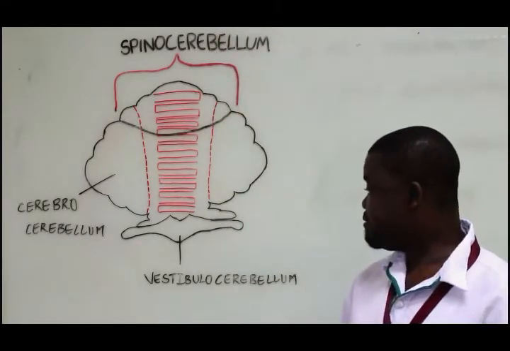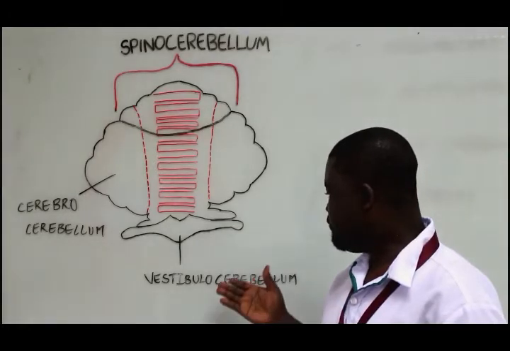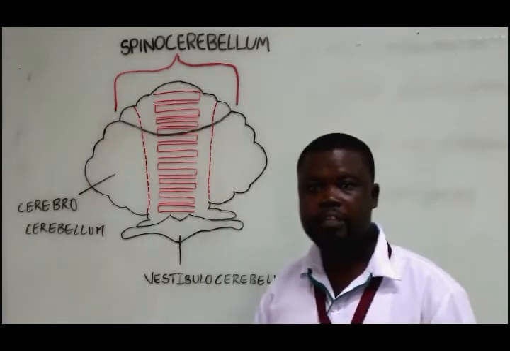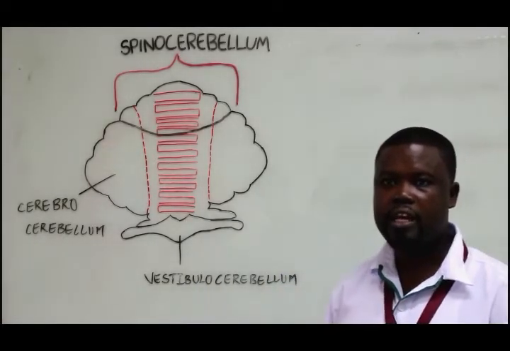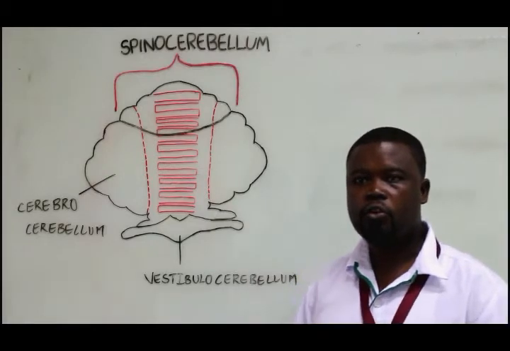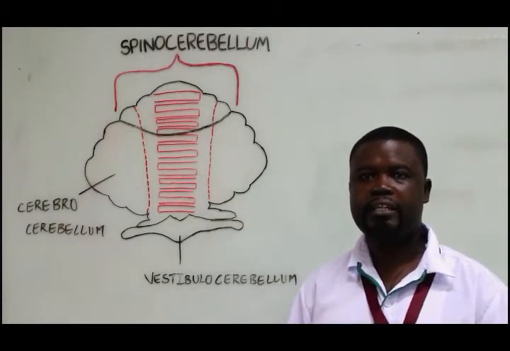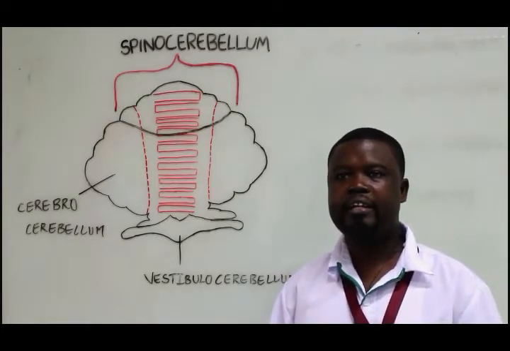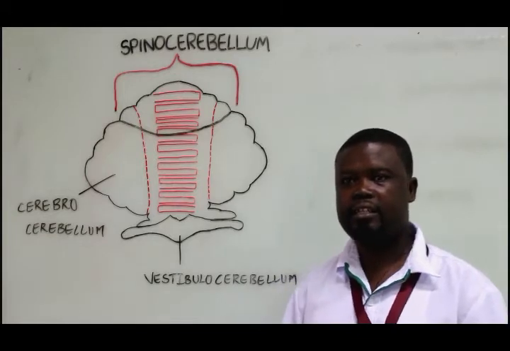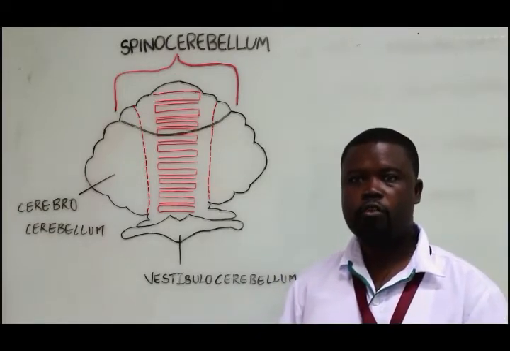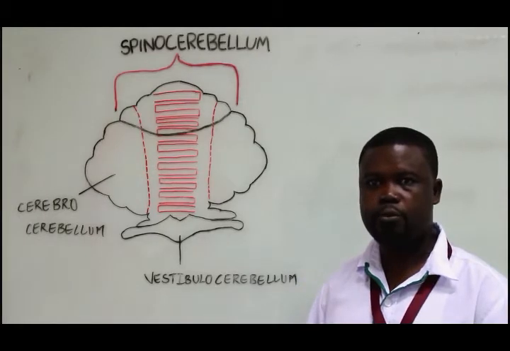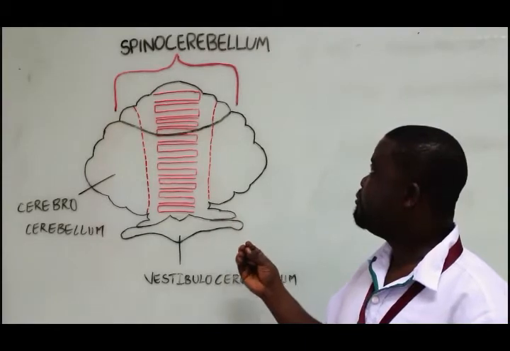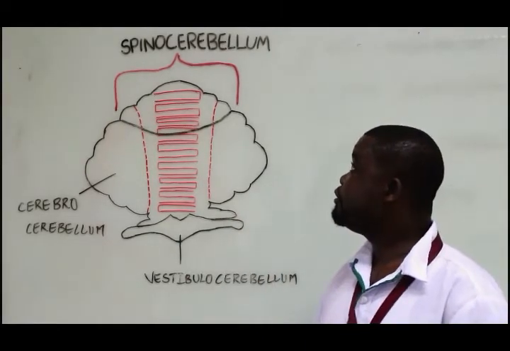The last functional division we're going to talk about is the vestibulocerebellum. The vestibulocerebellum is a functional equivalent to the flocculonodular lobe. It is involved in controlling balance and ocular reflexes, mainly fixation on a target. It receives its inputs from the vestibular system, and it sends its output back to the vestibular nuclei. That is all we can talk about the functional divisions.